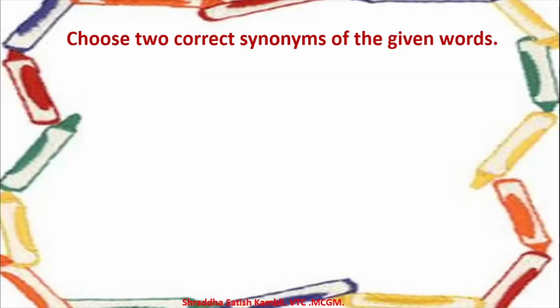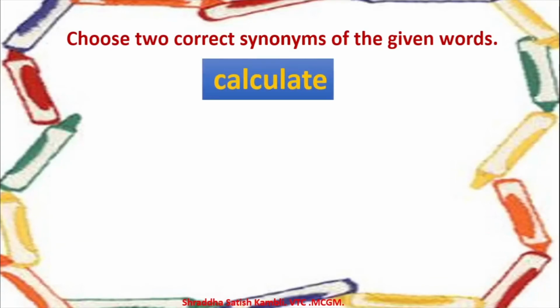Let us look at another question with the same pattern. Choose 2 correct synonyms of the given words. Now why am I telling you to read the question carefully? Because remember, in the previous one it was 1 correct synonym. Here there are 2 correct synonyms. So you might just miss giving the second answer if you do not read the question properly. Okay, you will just mark 1 answer and move ahead. So calculate.